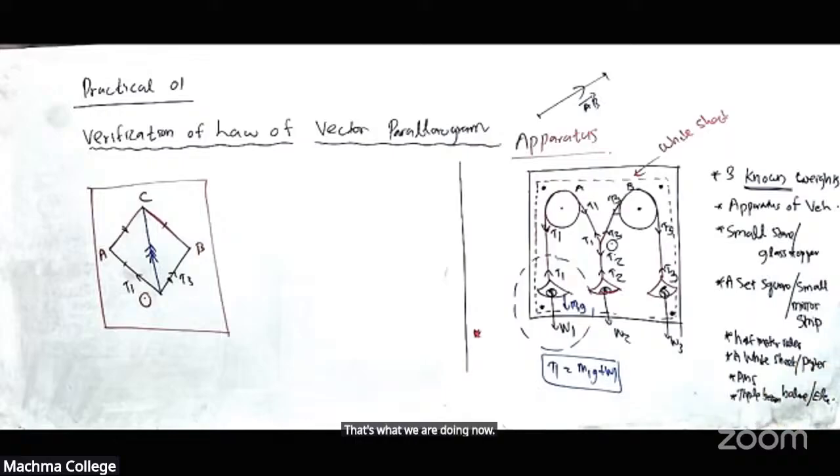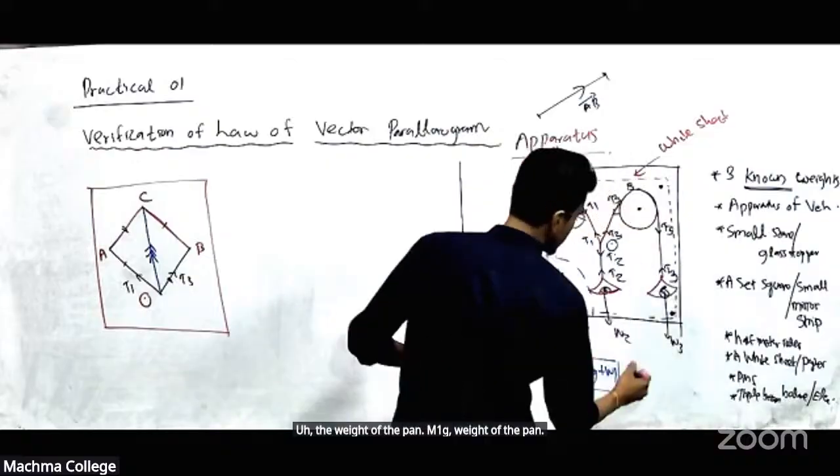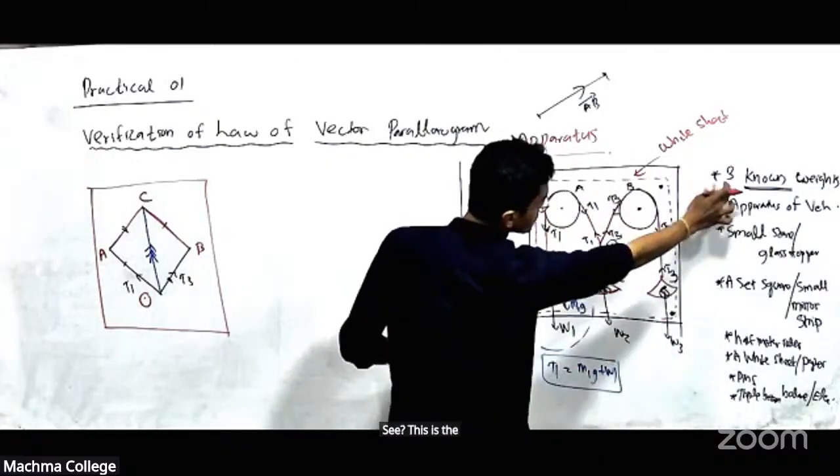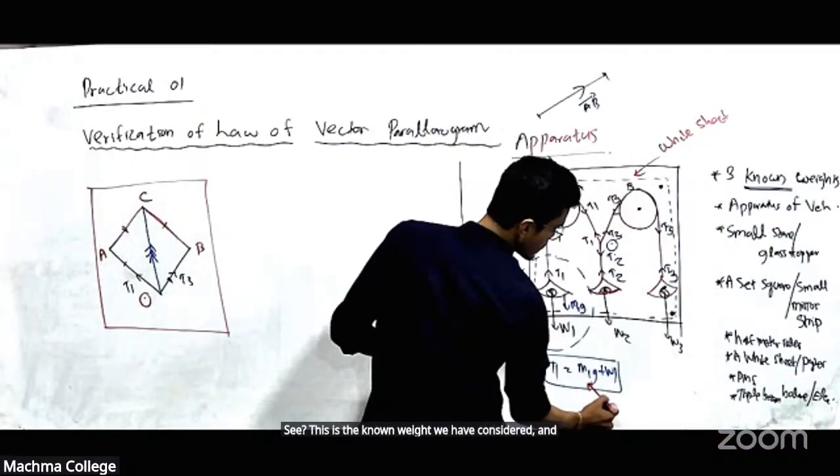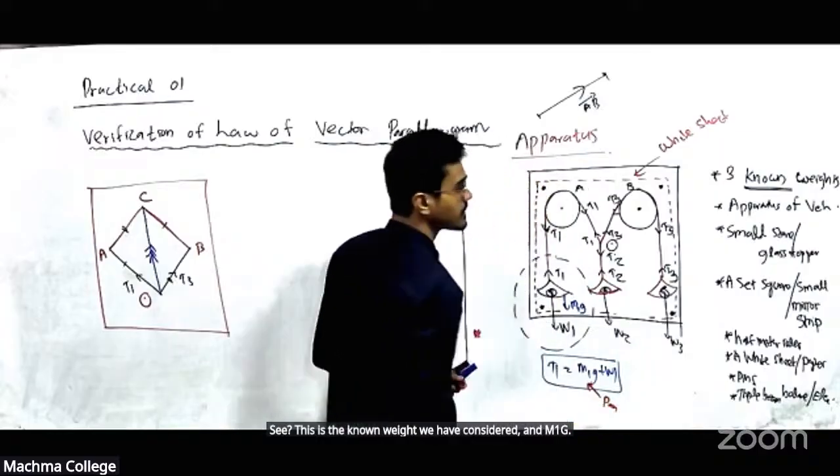So what's that? M1G and W. M1G is the weight of the pan. See, this is the known weight we have considered, and M1G is the weight of the pan.